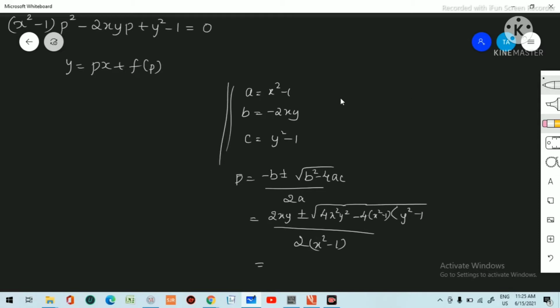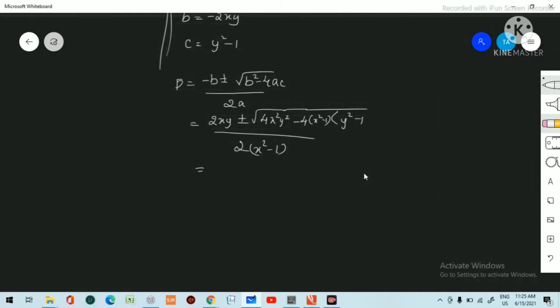So this is equal to, just solve this: 2xy plus or minus square root of 4x square y square, minus 4 which I am keeping as it is, into x square y square minus x square minus y square plus 1. Correct?